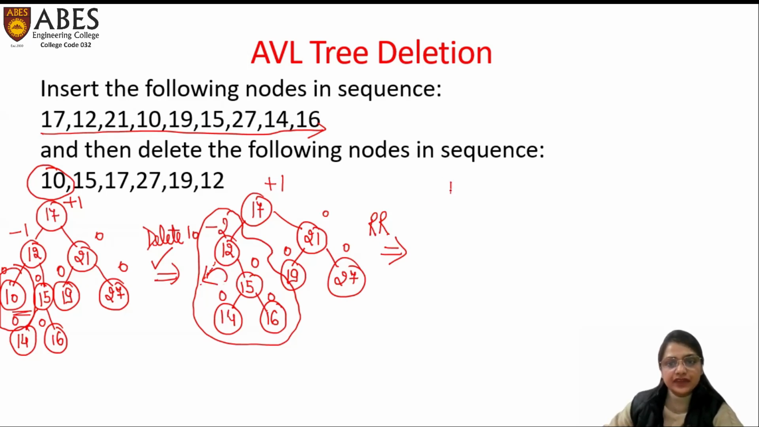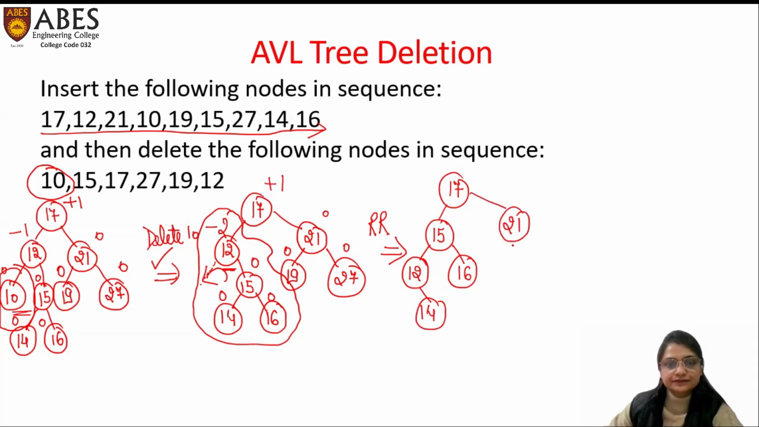So the tree will become 17. If we perform it from this node where the unbalancing is done, it will be 17, 15, and 12 will go to the left part of it. Then 16 will be here and 14 will go to the right child of 12. And then 21, then 19, and then 27. Again, I need to calculate the balance factor of each node. It will be -1, 0. It will be +1, 0, 0, 0. It will be 3 minus 2. It will be +1. Okay.